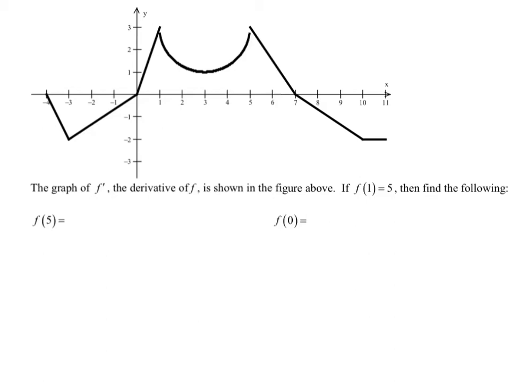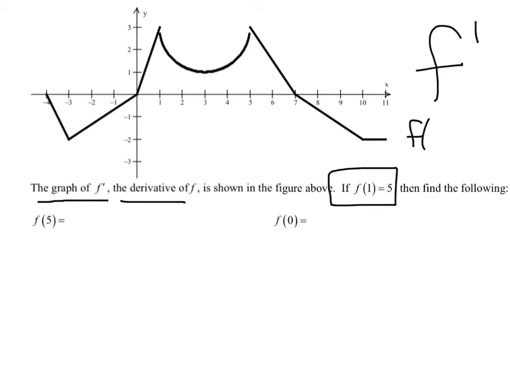All right, welcome back. This says, the graph of f prime. The first thing I do is label this f prime just so I keep everybody straight. The derivative of f is shown in the figure above. If f of 1 equals 5, that's key, and that's what I'm going to jot down here also. I always want that to stick out to me.